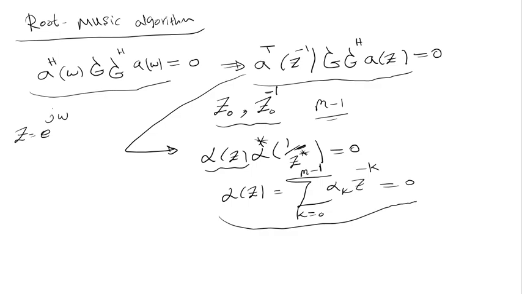But this polynomial is of order m minus 1, and here m minus 1 is greater than n in this scenario. So what should I do? I have to select n roots from the m minus 1 roots. I select the roots whose absolute values are near 1. I mean, we select the roots that are near the unit circle.